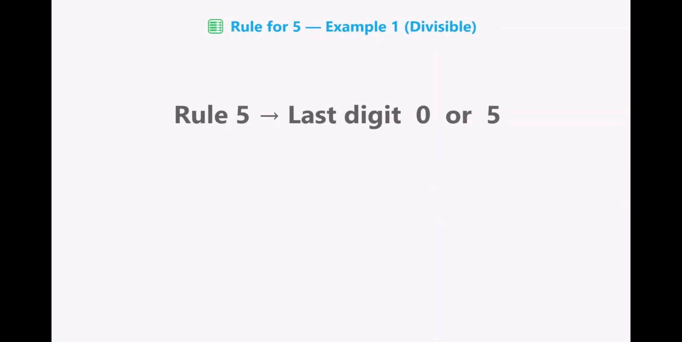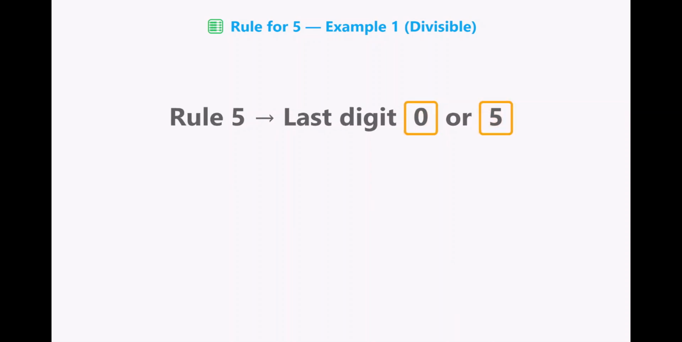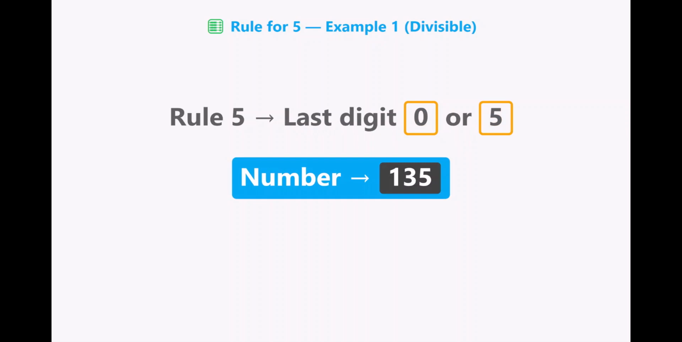Rule for 5. A number is divisible by 5 if it ends in 0 or 5. Here's our example number. Let's check the last digit. The last digit is 5, so it fits the rule. So 135 is divisible by 5.